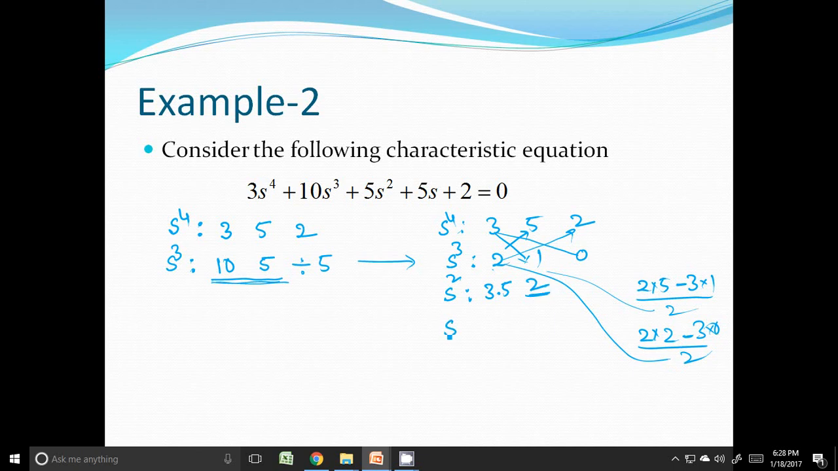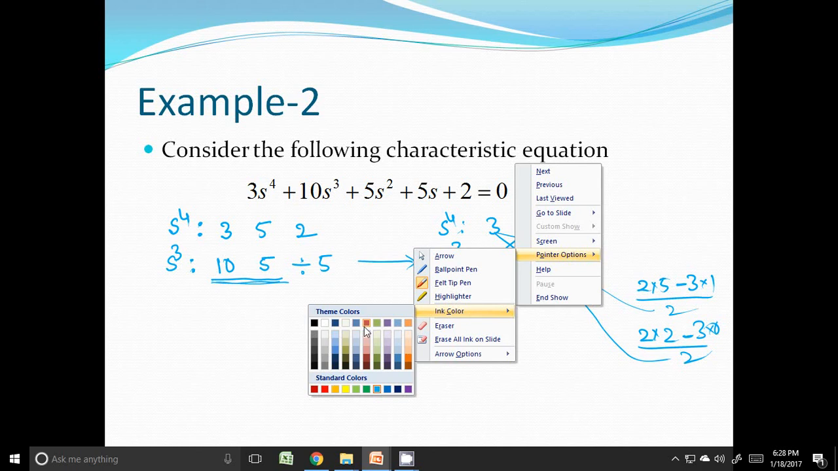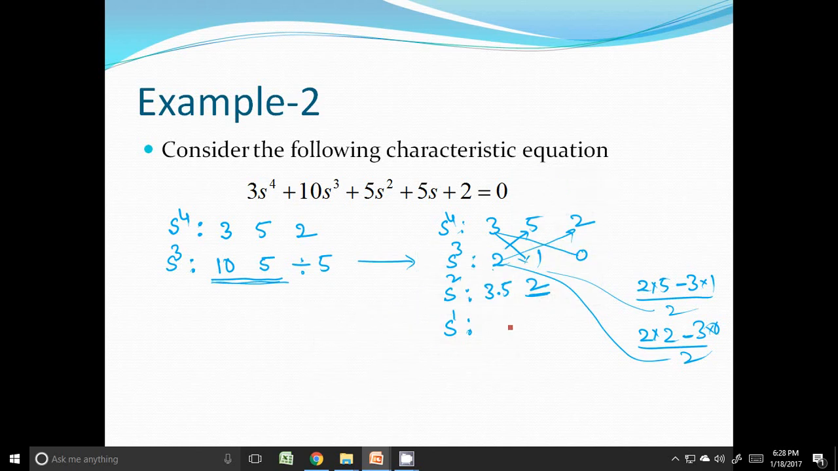Again, calculate the s power 1 row. Here, 3.5 into 1 minus 2 into 2, divided by 3.5. So it comes as minus 0.5 by 3.5. Again, the second term is 0. The s power 0 row is 2.